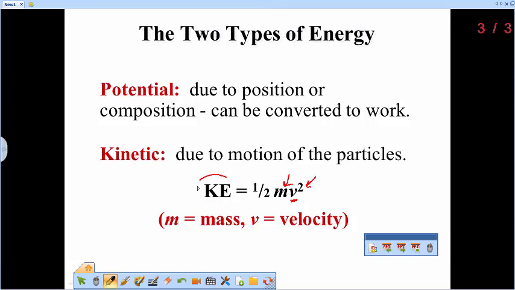So kinetic energy, which is heat, which is the basic energy we'll be dealing with in this chapter, is due to the motion of particles, and that potential energy is due to the position. And in chemistry, that's pretty much the bonding and the position of that bond.